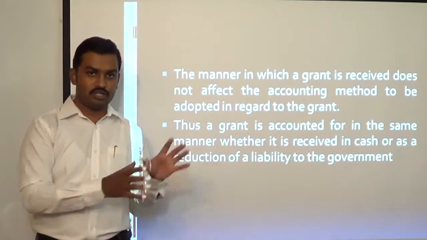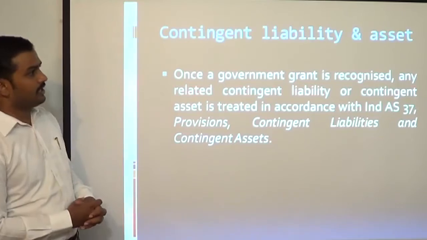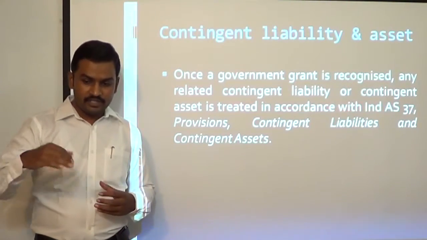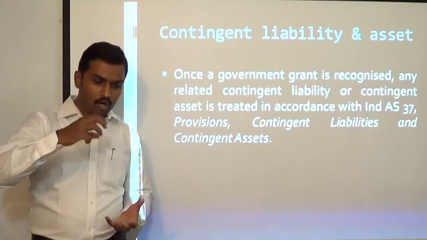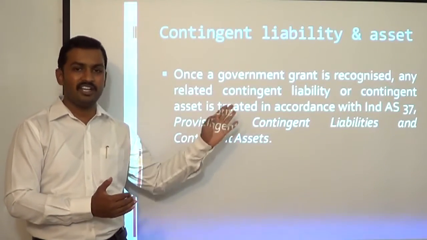Accounting is not going to change. That is what we want to tell here. Next, contingent liability and asset. See, I have received a government grant, and we know that if conditions are not fulfilled in the future, the grant becomes refundable. That means it can be a contingent liability. So how to deal with contingent liabilities or assets relating to government grant is prescribed under Ind AS 37.